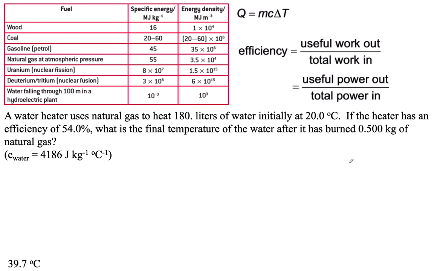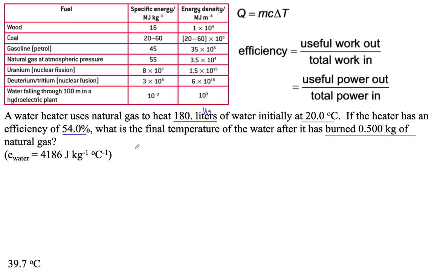Okay, a water heater uses natural gas to heat 180 liters, which would be 180 kilograms, right, of water. It's initially at 20 Celsius, and the heater has an efficiency of 54%. What is the final temperature after it's burned 0.5 kilograms of natural gas?